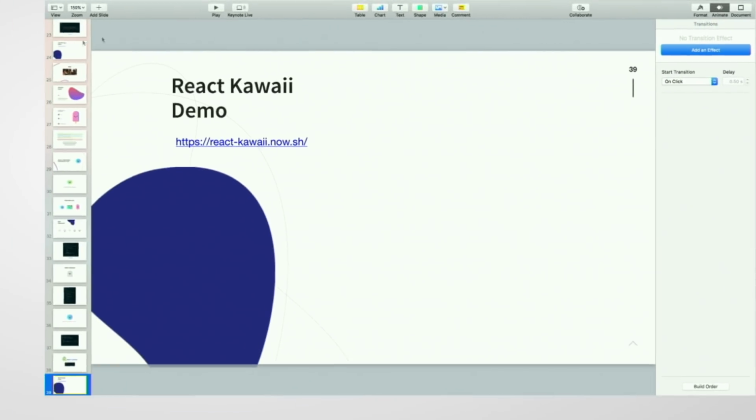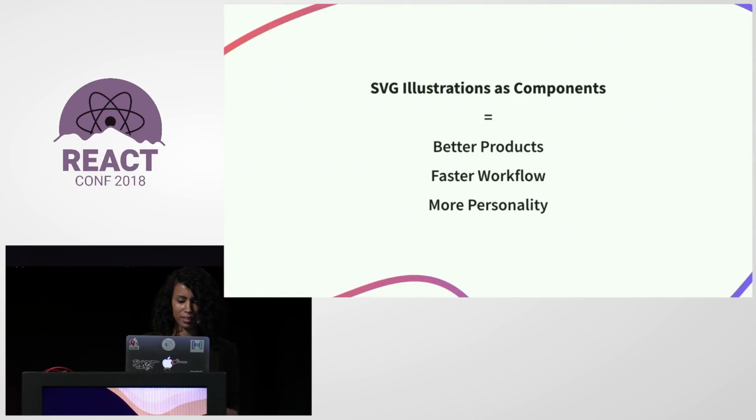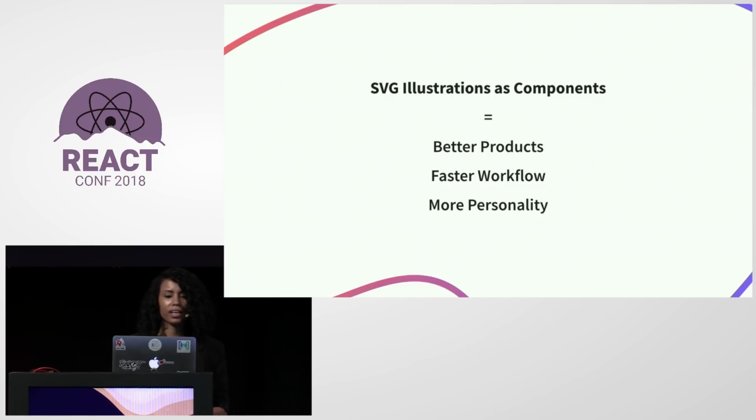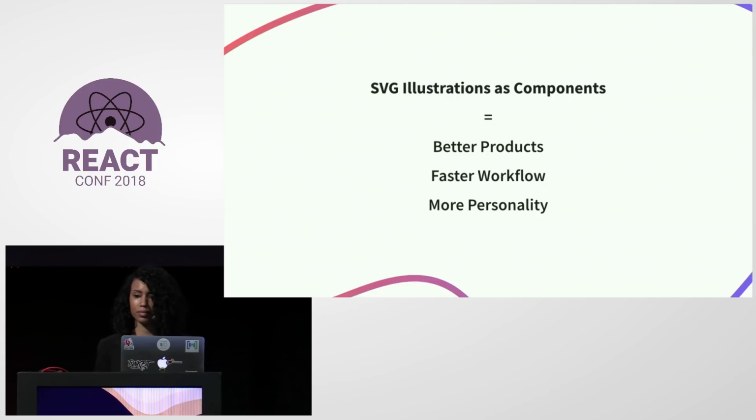So let's go back. I'm almost finishing. So, why you should be using SVG illustrations as components. First, because you can create better products. You can have more user interactions, more empathy with the user. It's kind of cool, I think, because nowadays the websites and web apps that all of us are building are getting boring. This way you can create something different, unique.